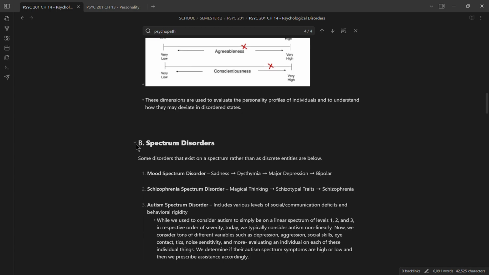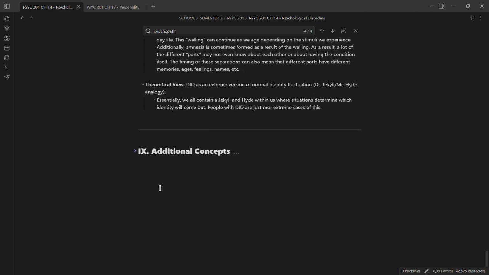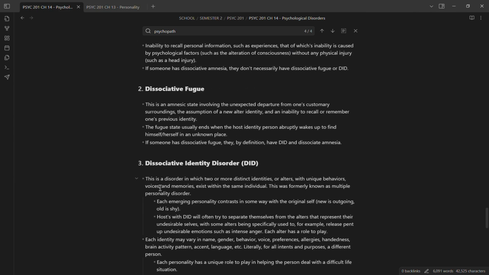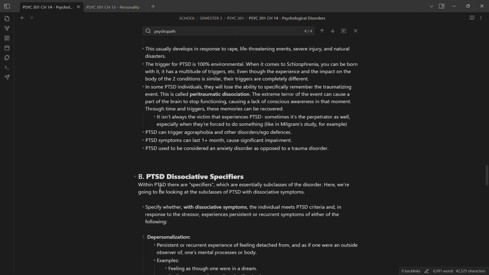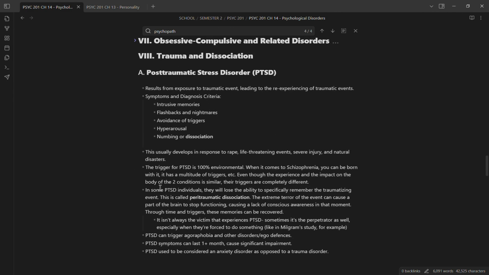Yes. PTSD, as I said, it is a discrete entity. It is not a spectrum disorder where you have one thing leading to another, and it's not something that grows and develops. It's not something that you are born with. It is something that is in response to an environmental factor of some kind. Again, when it comes to schizophrenia, you can be born with it. It is a multitude of triggers. Even though the experience and the impact on the body of the two conditions is similar, their triggers are completely different.